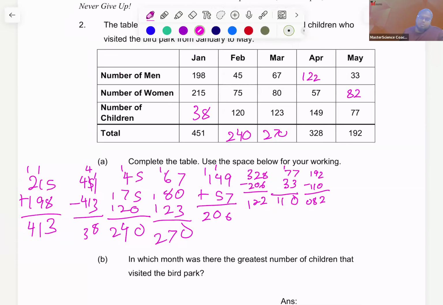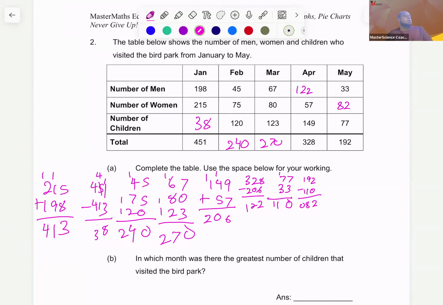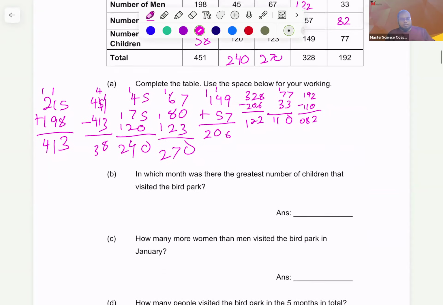Okay, come check your table first. All okay? Anything you need to correct? Any parts you're not sure why mine is different from yours? All okay? Okay, all right. Now we go to parts B, C, and D.